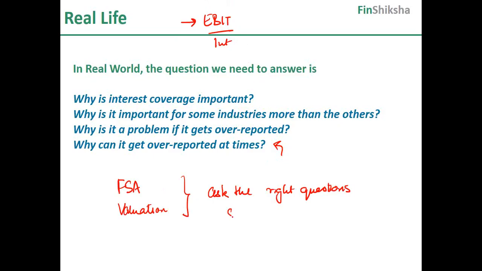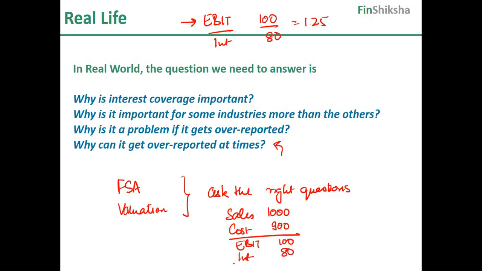Let's say there is a company, sales of 1000, right? Costs, all kinds of costs, of 900. That gives you an EBIT of 100, correct? Now let's say interest is 80. What is the EBIT by interest? That's 100 by 80. That's 1.25. That's your interest coverage ratio, right? What is left is profit before tax of 20, right? Is this good or bad? It covers its interest. It is able to repay all the interest that is there.